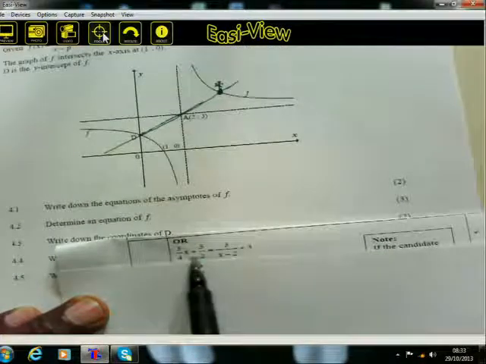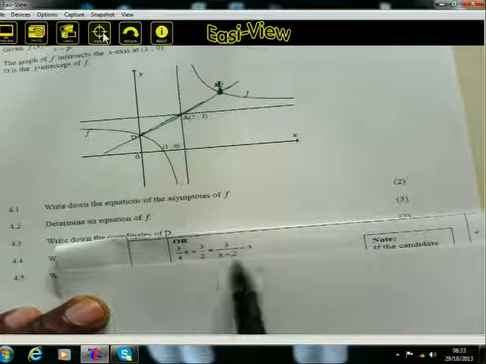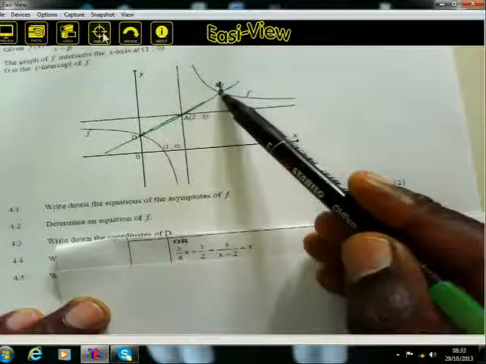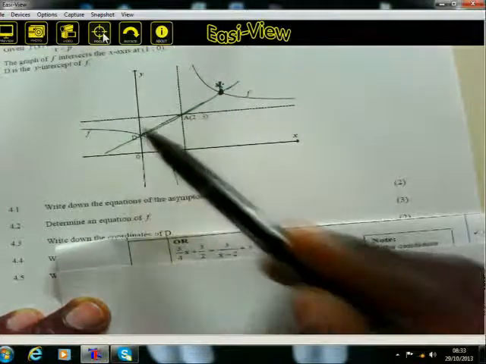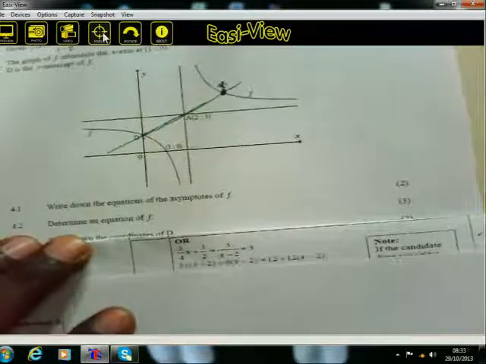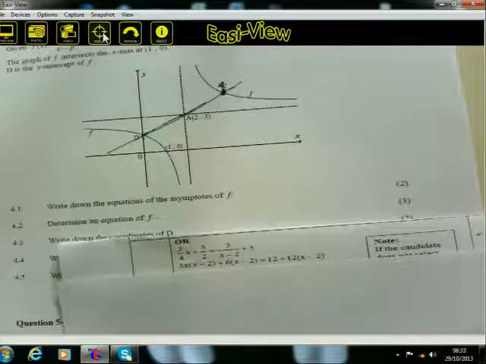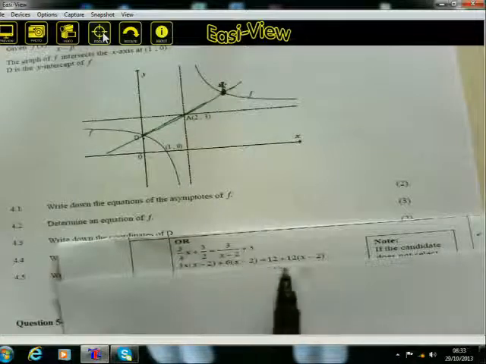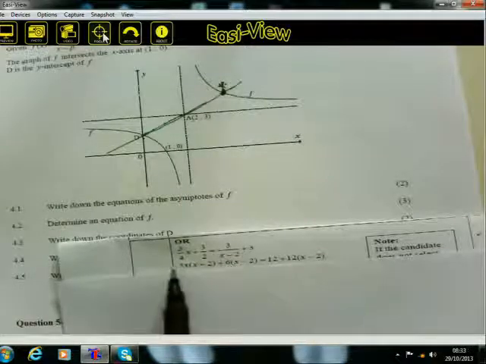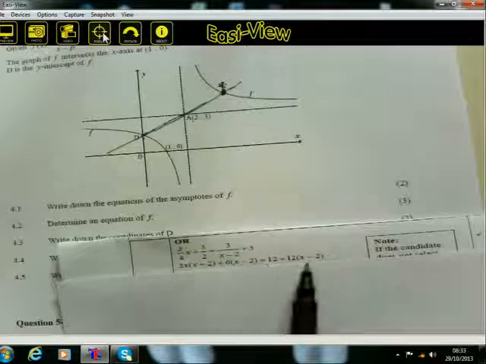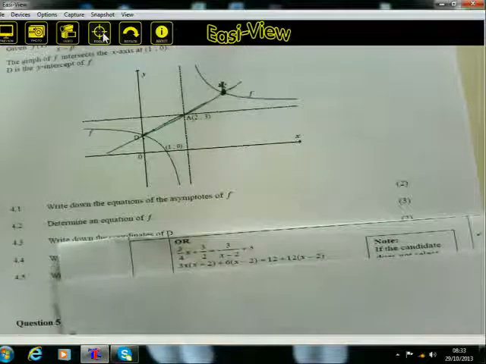We take the equation of the straight line. We make it equal to the equation of the hyperbola. Because why? At this point, they are equal. They share that point and point D. We make them equal. The next thing, we multiply each and every term by the denominator. Our denominator is 4 bracket x minus 2. So we multiply everything by 4 bracket x minus 2.